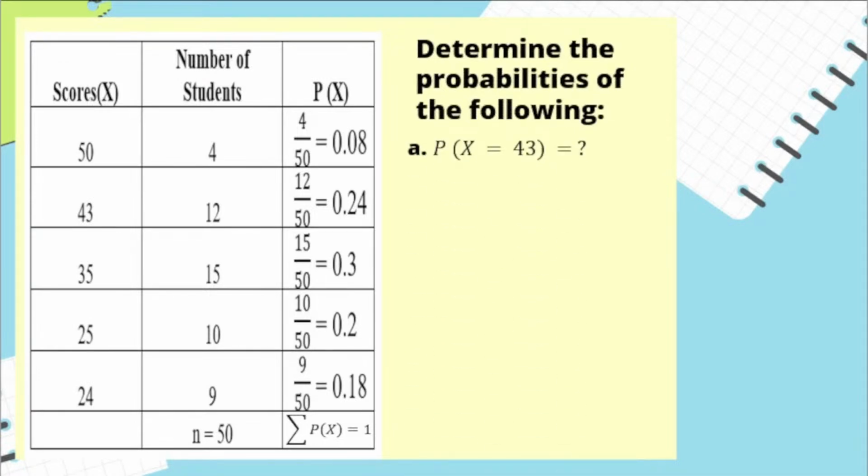For letter A, the probability that the random variable x is equal to 43. To solve for letter A, using our probability distribution table, just look for the probability of x, which is equal to 43. And that's probability of x is equal to 0.24.